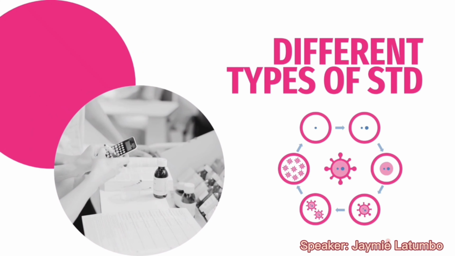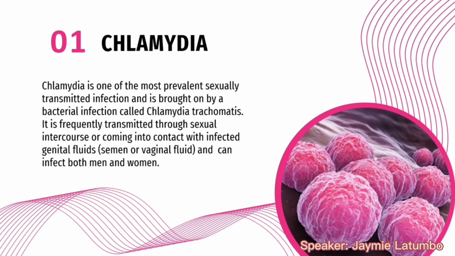Different types of STD. So, there are 7 different types of sexually transmitted diseases, which are chlamydia, herpes, gonorrhea, HIV and AIDS, HPV, syphilis, and trichomoniasis. The first one is chlamydia.